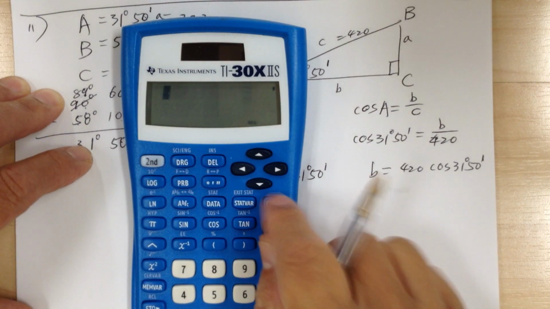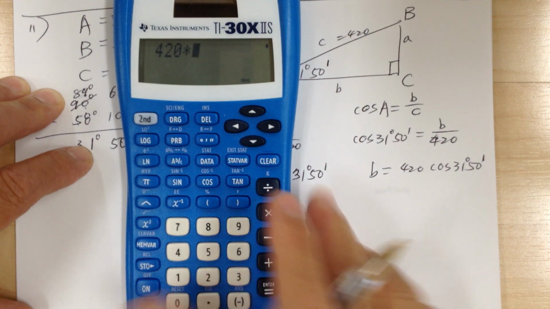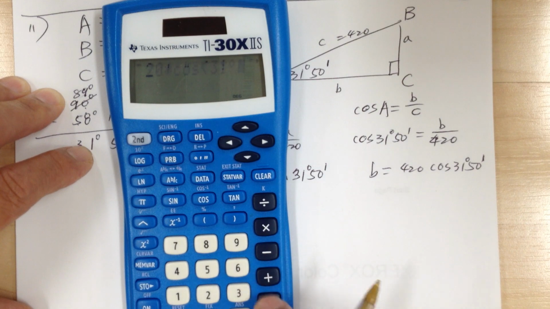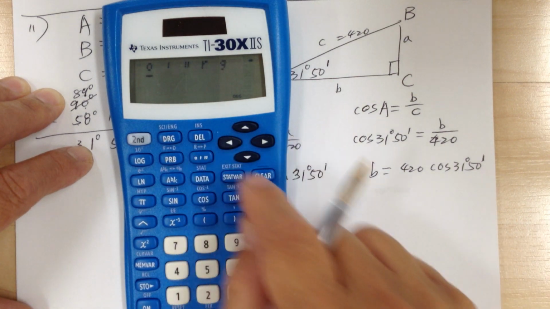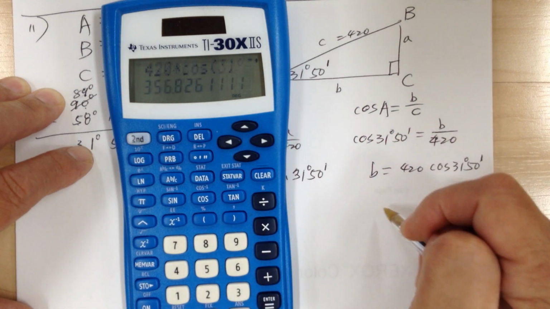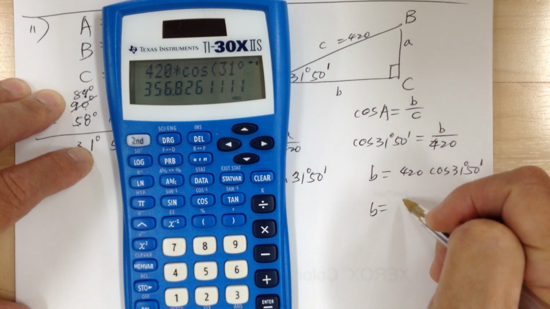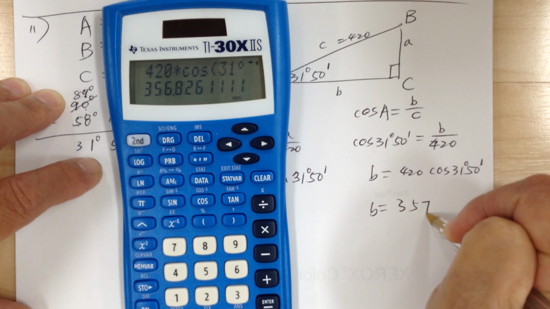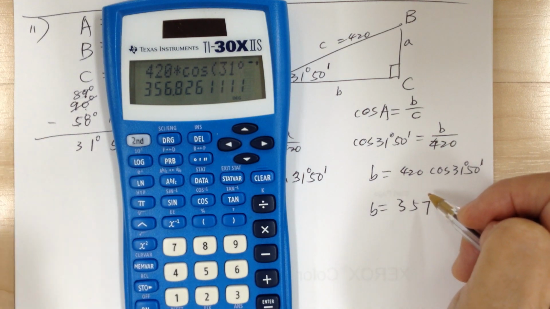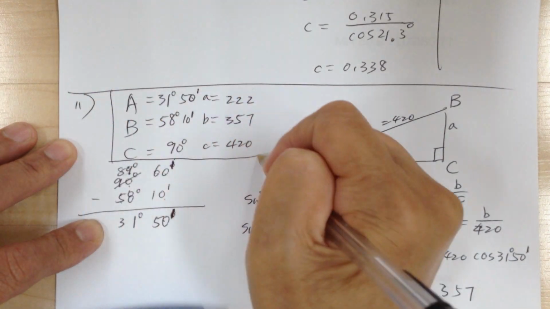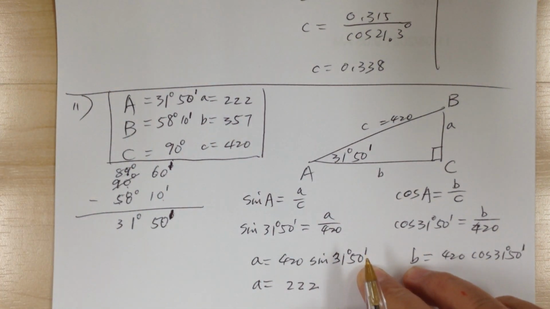So get your calculator. So you got 420 times cosine of 31 degrees and 50 minutes. Push equal. So B equals 356.8. So you have to round it off to 357. And so you put it right over here. So 357, and this is everything you need. And that's it for number 11. Okay, let's go to the next one.